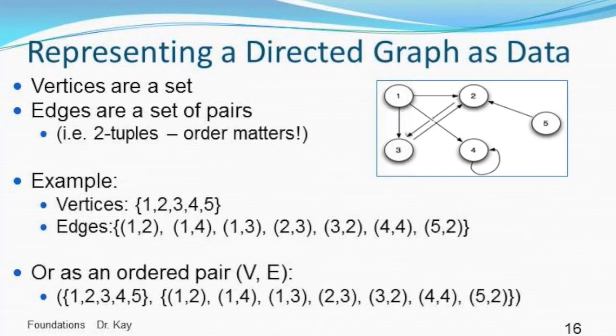So here's another example. How do we represent a directed graph as data? Well, with a directed graph, each edge actually has a source and a destination, right? Each edge goes from one vertex to another. So now we'll leave our vertices as a set, just like before, but the edges are going to be a set of pairs because the order matters.